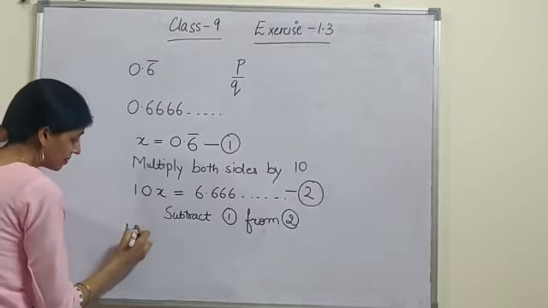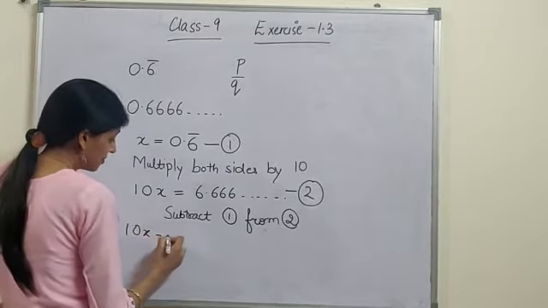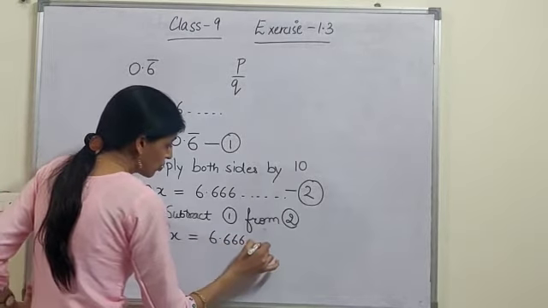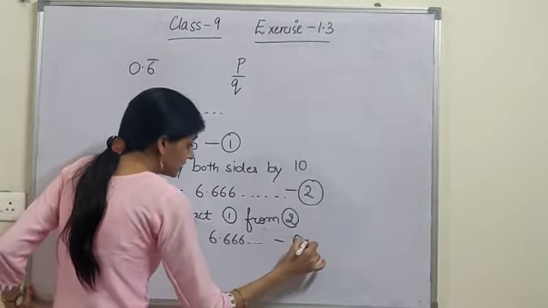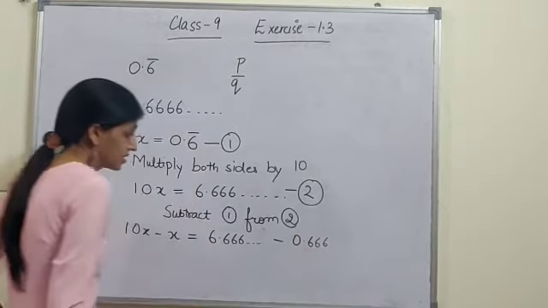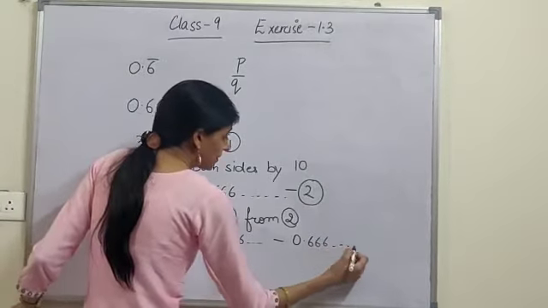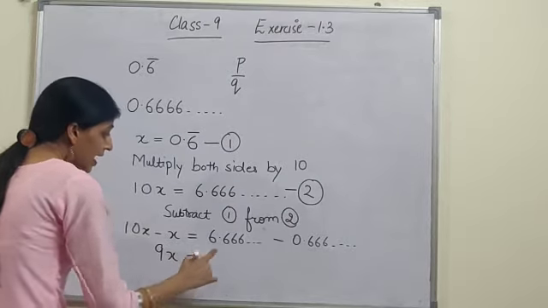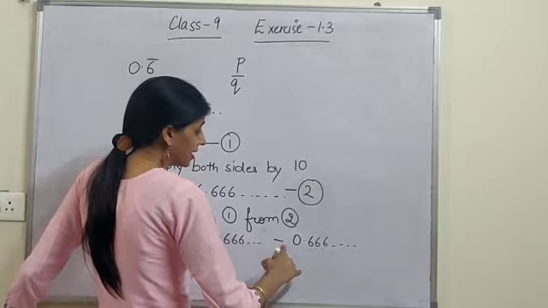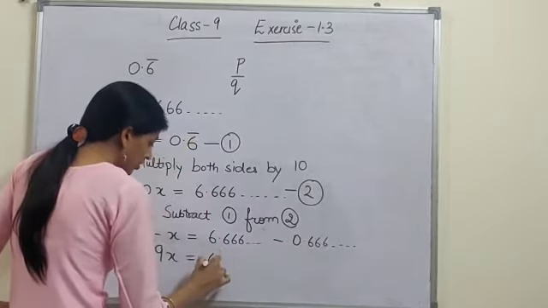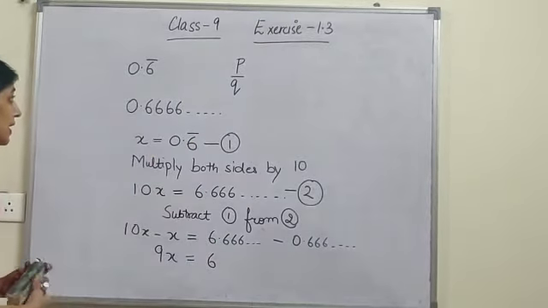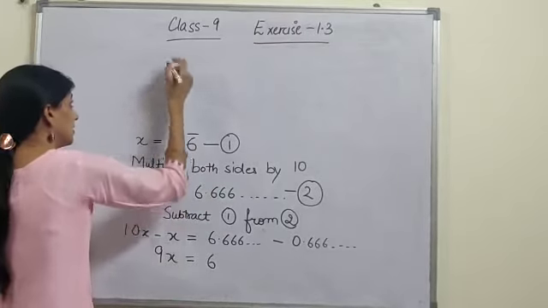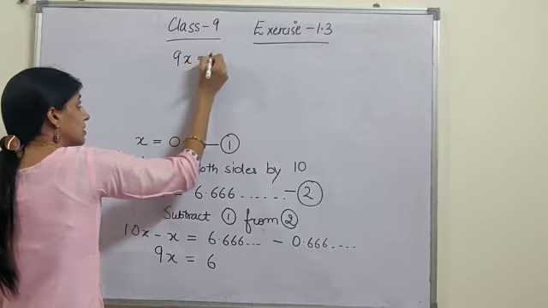So it will become 10x minus x equals 6.666 and so on, minus 0.666 and so on. Right? It becomes 9x, and 6.666 minus 0.666 gives you 6. Right? So it comes out to be 9x equals 6.